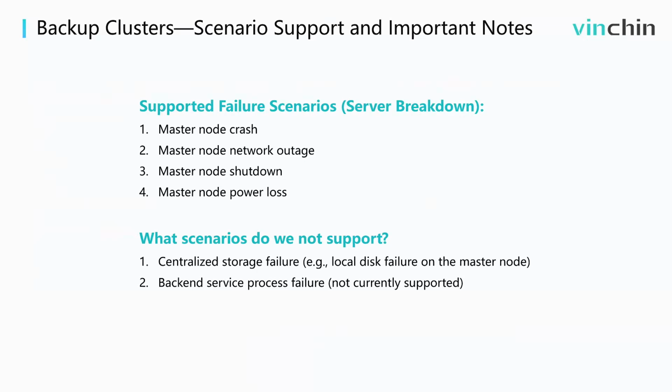And here are some supported scenarios and important notes. For the supported failure scenarios, when the Vinchin server breaks down: first, the master node crash. Second, the master node network outage, master node shutdown, and master node power loss. And what scenarios do we not support? First, centralized storage failure, we do not support. And second, backend service process failure, also not supported.